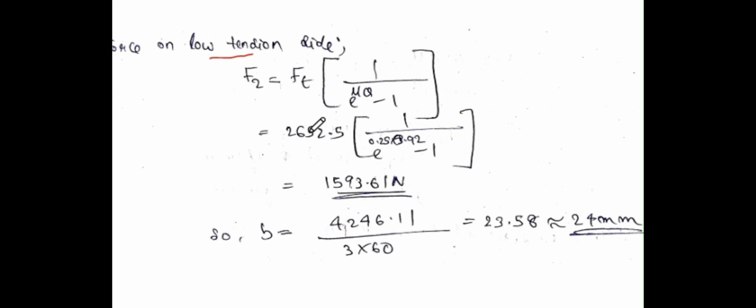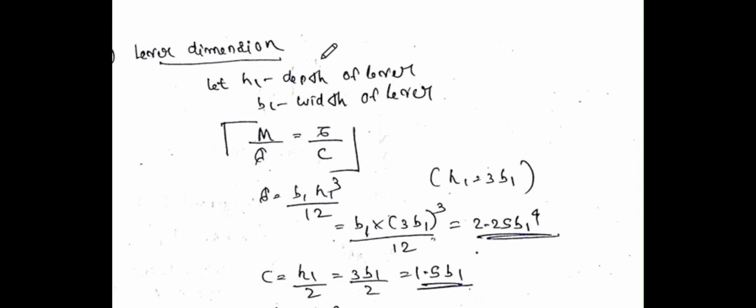So now we have both F1 and F2, but for the width of the band, we only need F1. We don't need F2, so you can substitute F1 and find the width of the band as 24 mm. The second part is that we have to find the lever dimension. That is what they asked in the second question.